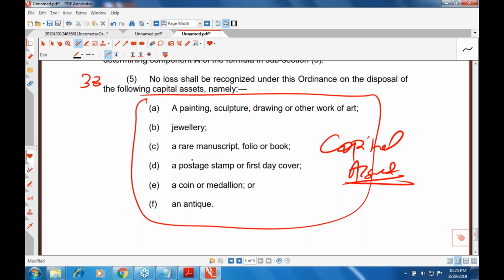Remember, I'm repeating it again. If any of these items are sold and you have a loss on them, then such loss cannot be offset. Is it all okay to everybody?